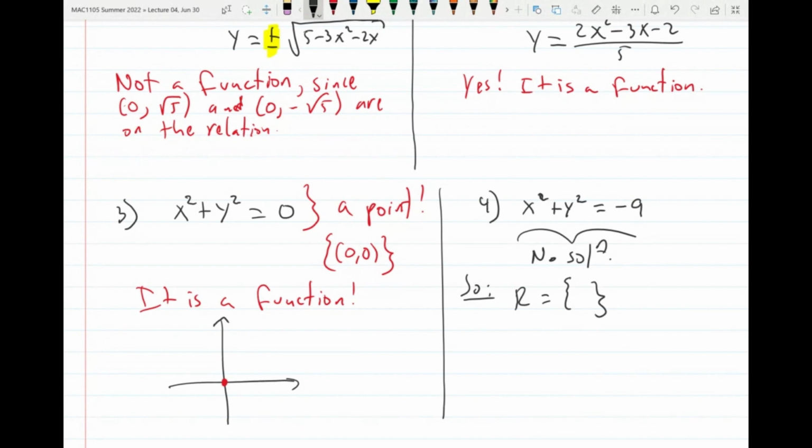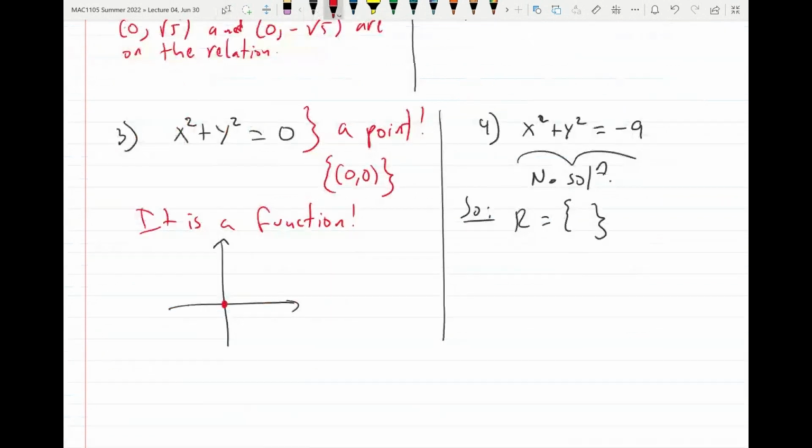In math, this happens a lot. When this happens, this is like a vacuous statement, okay? It vacuously satisfies the condition. Why? Because you cannot tell me that it doesn't satisfy the condition, okay? So it's a little bit extreme, but it is a function.